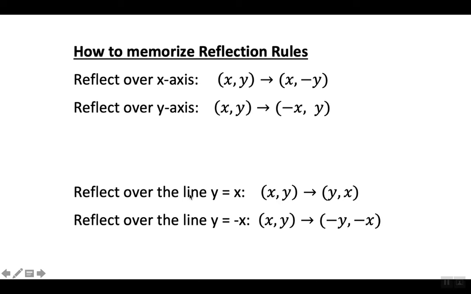And then to reflect over the line y equals x, the coordinates are going to be y comma x. So to reflect over the line y equals x, the coordinates become y comma x. And when you reflect over the line y equals negative x, since that adds a negative sign, you can just think about it as the same as this one, but you also have to add negative signs. So to reflect over the line y equals negative x, the coordinates become negative y, negative x.